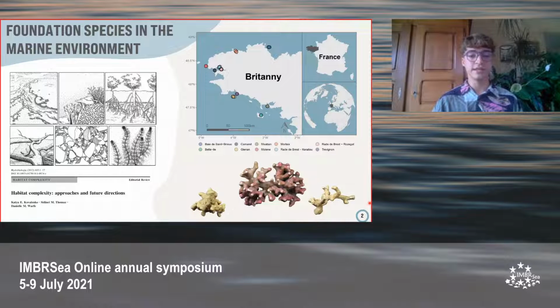In Brittany, in France, maerl beds are present all along the coast and therefore occur in different environmental conditions, which makes the area very attractive for exploring the topic. And that is exactly what I've been working on during my thesis.